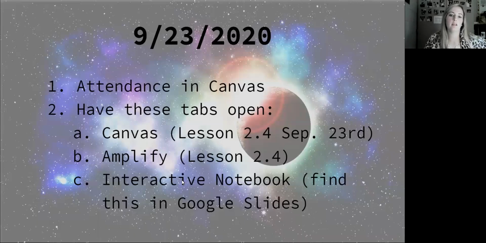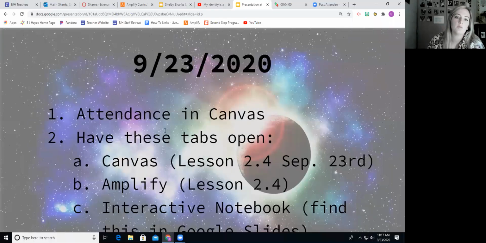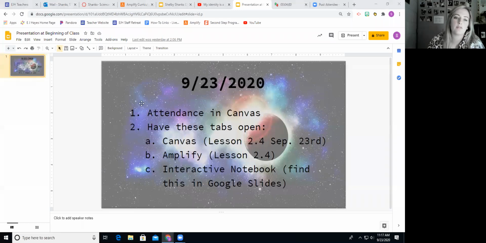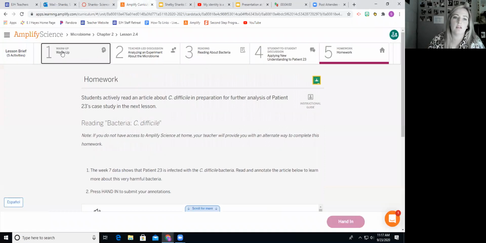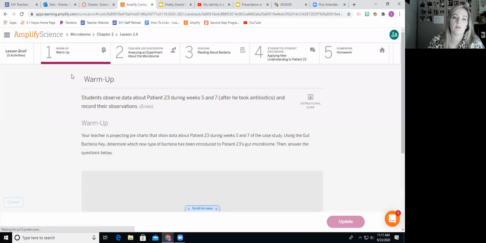If you want to go ahead and go into Amplify, we're going to be on 2.4. Okay, so go ahead, go into Amplify. Should be on the warm-up.